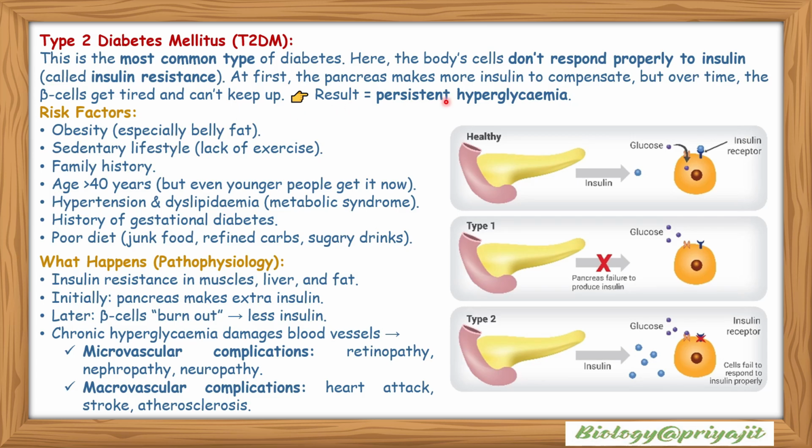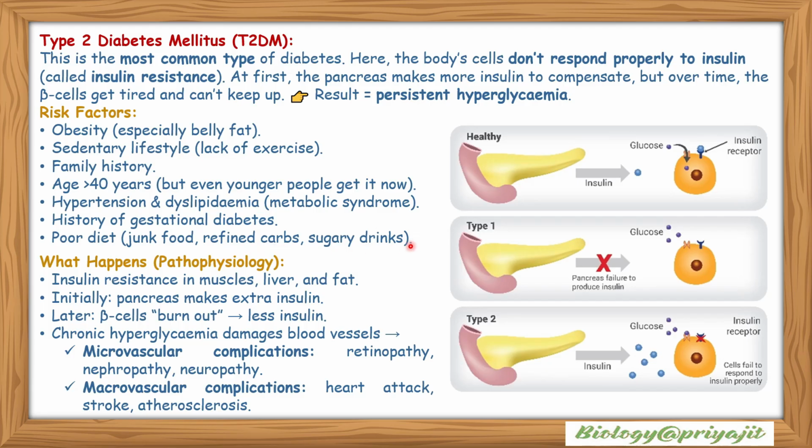up. Result: persistent hyperglycemia. The risk factors include obesity, especially belly fat, sedentary lifestyle, that is lack of exercise, family history, age more than 40 years, but even younger people get it now, hypertension and dyslipidemia, which is a metabolic syndrome, history of gestational diabetes, poor diet like junk food, refined carbs, sugar drinks, etc.